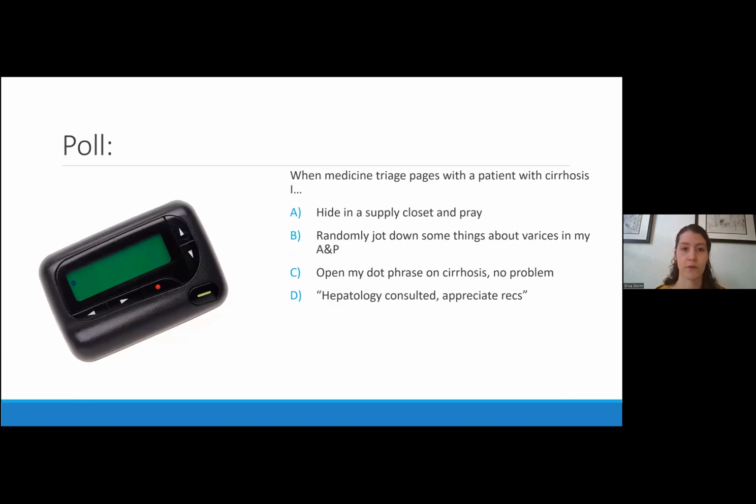So now that we have a playing field, I'm going to see what your experiences with cirrhosis are. And this is going to be the first poll. When medicine triage pages and you have a patient in the ED with decompensated cirrhosis, what do you do? Are you just going to hide in the supply closet and pray that your senior pushes back appropriately? Are you going to just randomly jot down some things about varices? Or do you have a systematic way of doing things? Or do you just throw up your hands and consult hepatology in the morning?